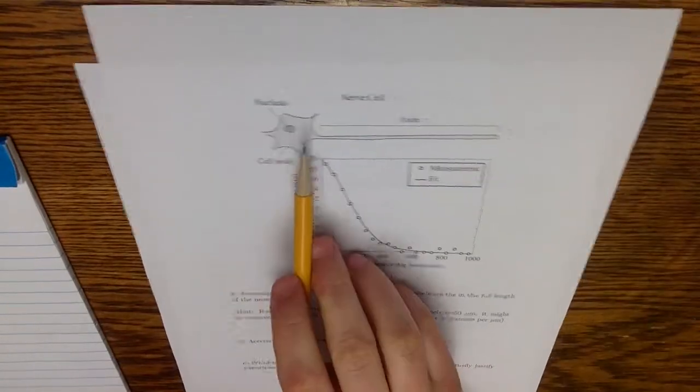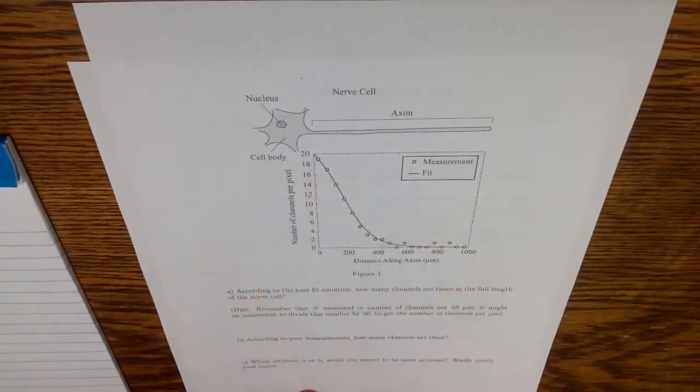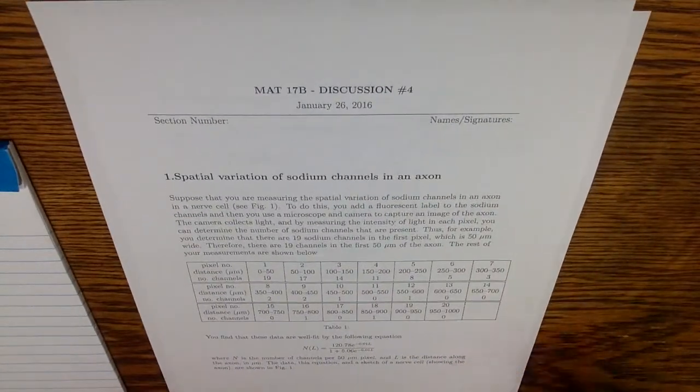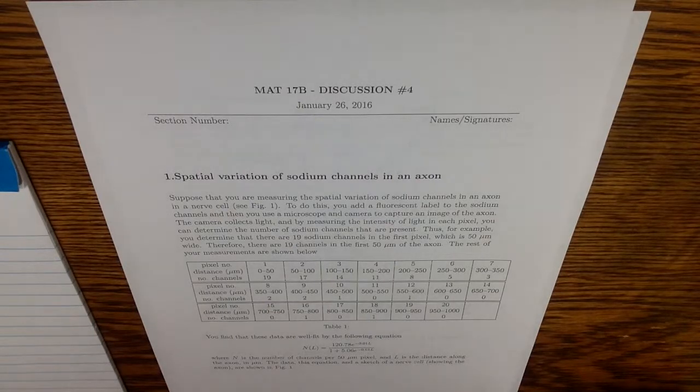So the picture looks like this. Here's your axon in a nerve cell. To do this, you add a fluorescent label to the sodium channels, and then you use a microscope and camera to capture an image of the axon. The camera collects light, and by measuring the intensity of light in each pixel, you can determine the number of sodium channels that are present.